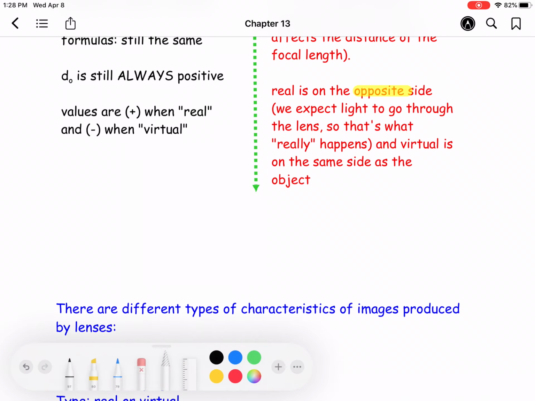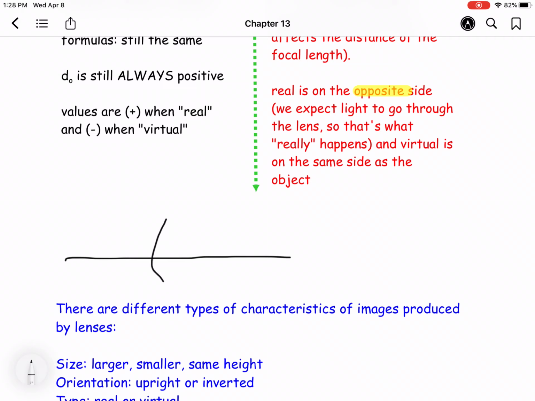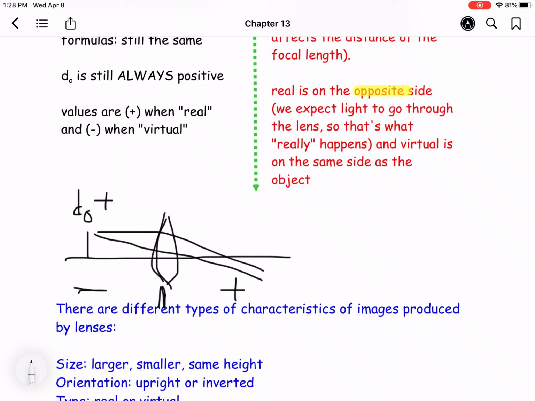So let's say we just have, it doesn't matter which kind of lens, either one. Our DO is always positive. But now this side of the lens is negative and this side of the lens is positive, because we expect the light to travel through and create images on this side. Or if it's a concave lens, the light will travel through, but it'll create a virtual image by us backtracking these rays. So they create virtual images.